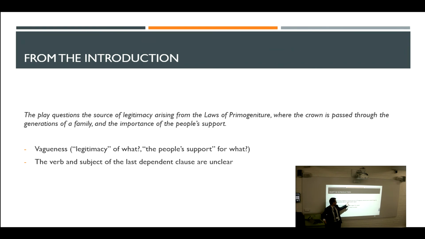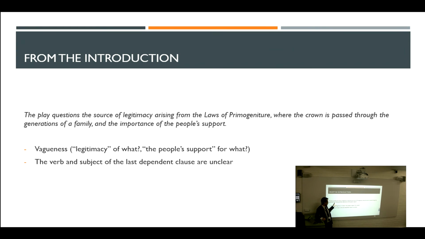And the importance of the people's support. Now, that's an object. It needs a verb. Where's the verb? Questions. So the play questions the importance of the people's support. That's probably best case scenario, but then it's got all of this stuff in the middle. It's listing what the play questions. Yes, it is. But it's got this thing in the middle.